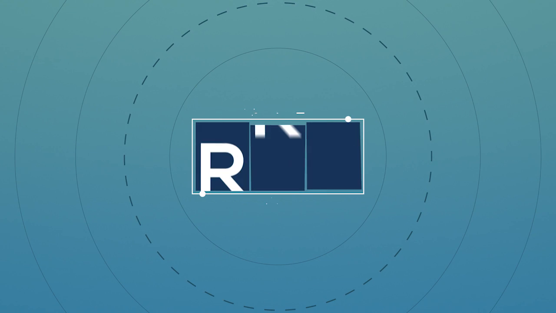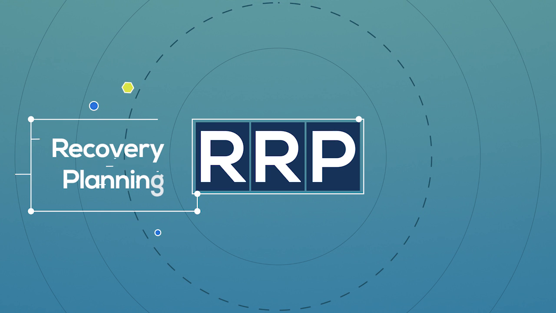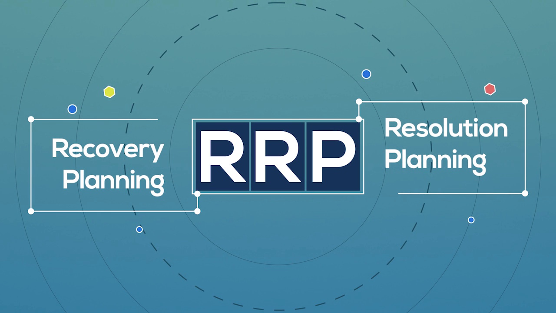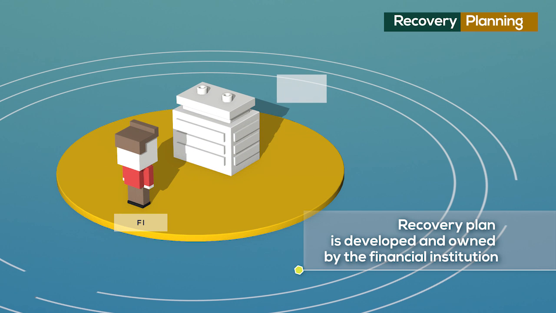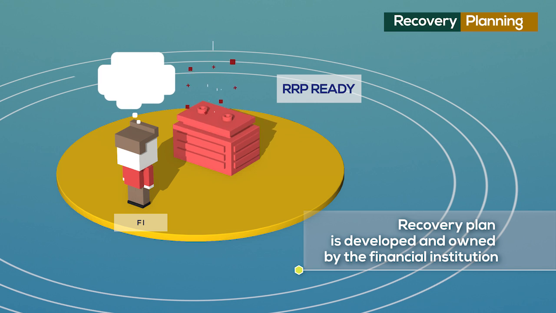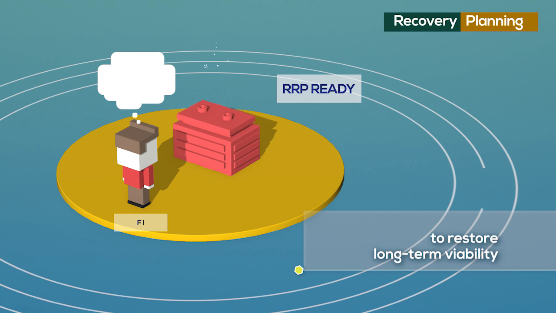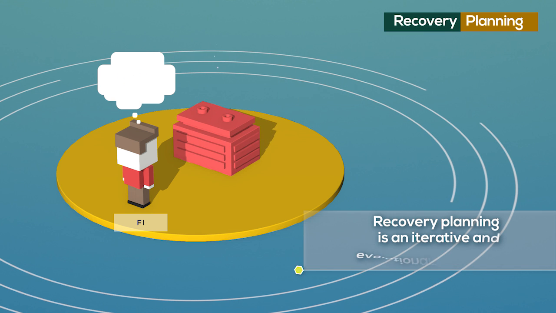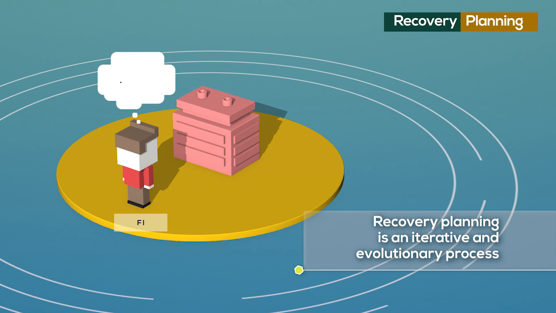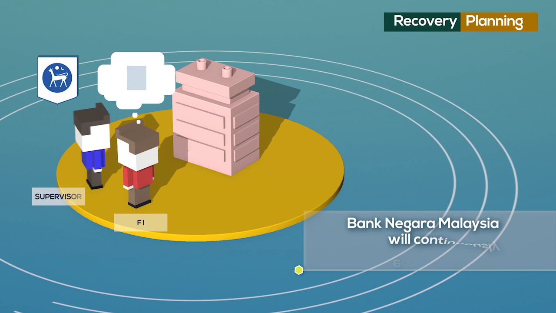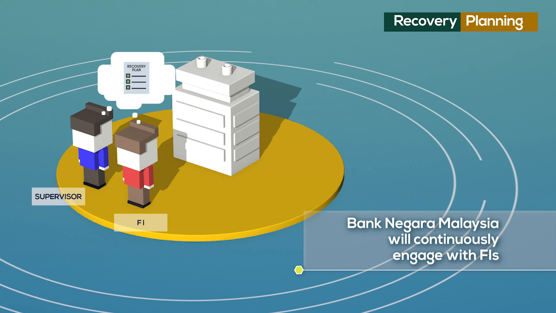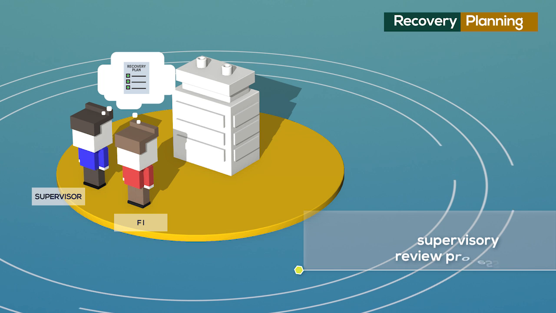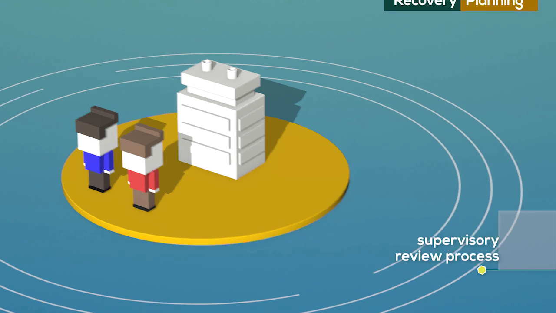There are 2 components in RRP: recovery planning and resolution planning. A recovery plan is developed by FIs to identify and plan for execution of suitable measures to restore long-term viability under a range of stress events. Recovery planning is an iterative and evolutionary process. To this end, Bank Negara Malaysia will continuously engage with FIs to clarify its expectations on recovery planning as part of the ongoing supervisory review process.